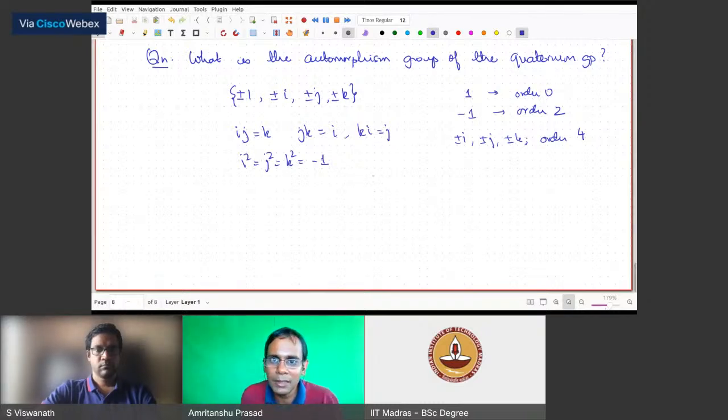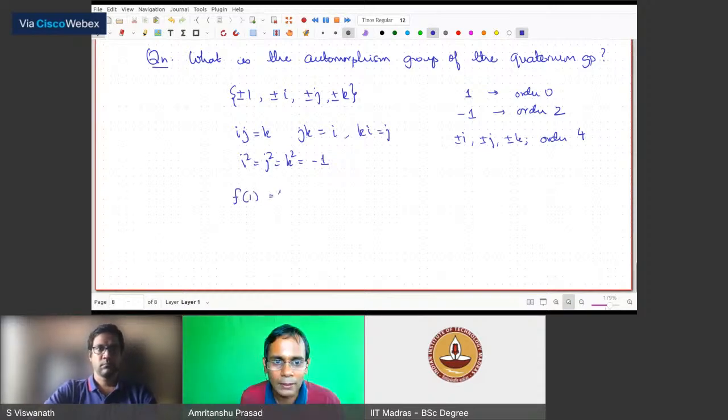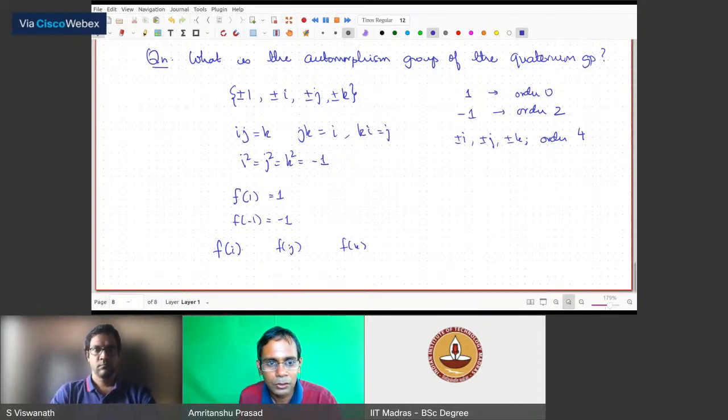So now, if you want to compute the automorphism group of the quaternion group, what you know is that if it's an automorphism, then of course it's going to take the identity element to the identity element, but also it's going to preserve the orders of all the elements. So minus 1 must go to minus 1. So f must take 1 to 1. f must take minus 1 to minus 1 because minus 1 is the only element of order 2. So now the question remains is what happens to f of i, f of j, and f of k. So you just need to decide these things.